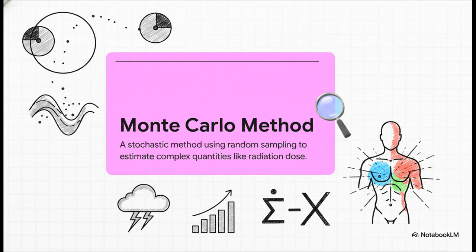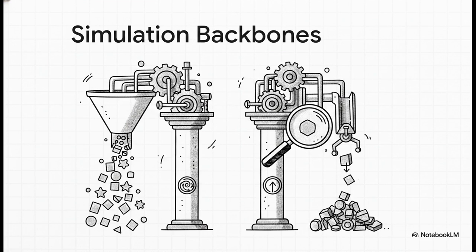At its absolute heart, the Monte Carlo method is a stochastic method. What that means is it utilizes probability models and random sampling to estimate complex deterministic quantities. And for us, that quantity is radiation dose. This method is used everywhere, from predicting the weather to modeling the stock market. But in medical physics, it helps us compute things that are either incredibly difficult or, honestly, completely impossible to solve using simple analytical equations. So every Monte Carlo simulation actually relies on 2 critical backbones.